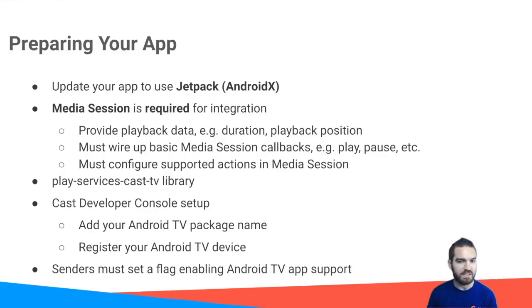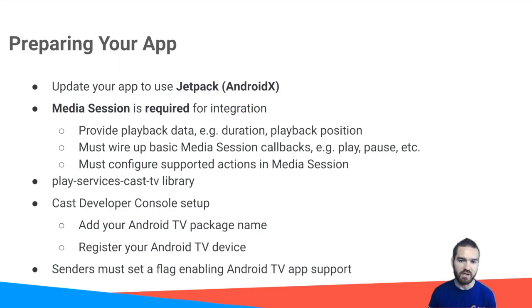To prepare for Cast Connect, your Android TV app will need to use Jetpack, AndroidX. It will also need to be integrated with Media Session to provide playback data, including metadata and playback state. Wire up basic callbacks such as play, pause, and seek, and specify supported actions. To enable support for Cast Connect, you'll need to pull in the new Play Services Cast TV library, which includes all of the Cast Connect APIs.